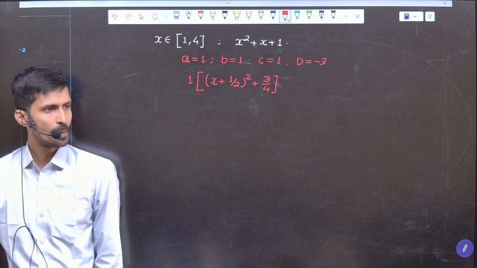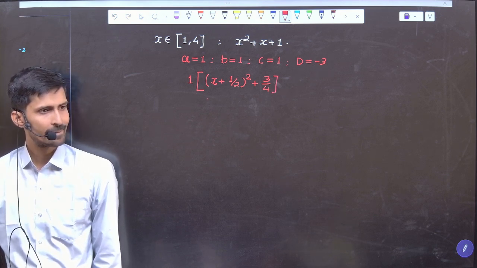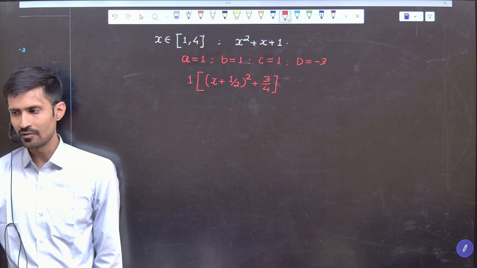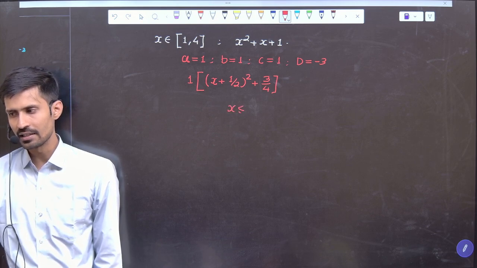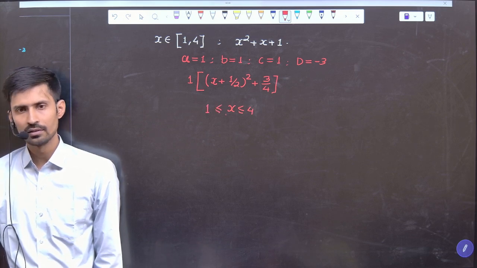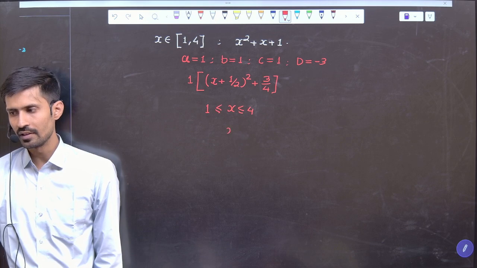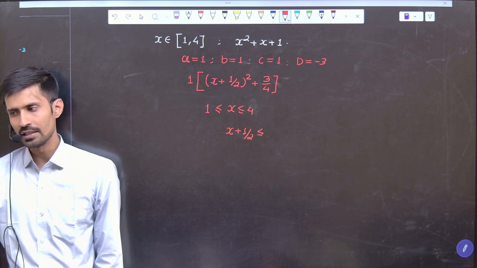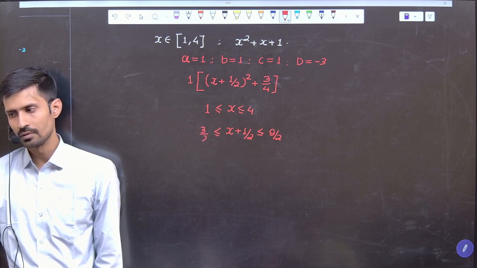Now we'll start from x. How will I start? x is less than or equal to 4 and greater than or equal to 1. I will add 1 by 2. What will we get? x plus 1 by 2 is less than or equal to 9 by 2 and greater than or equal to 3 by 2. I will square x plus 1 by 2.